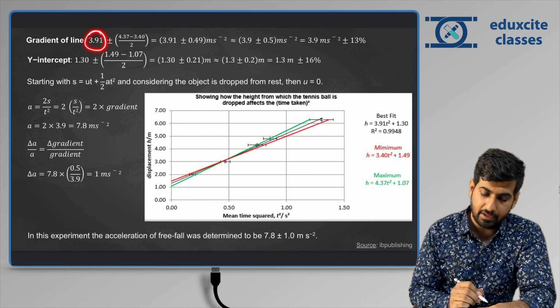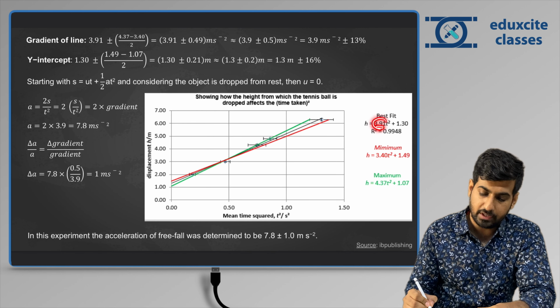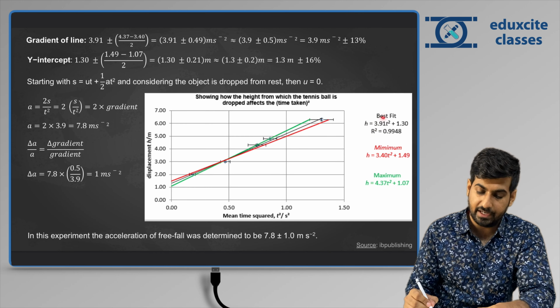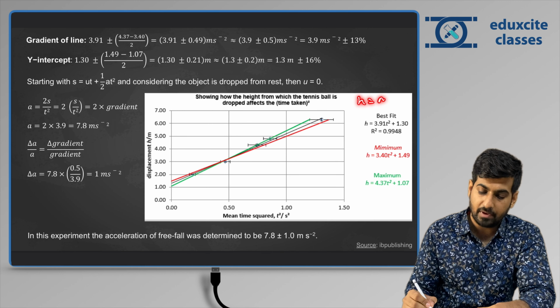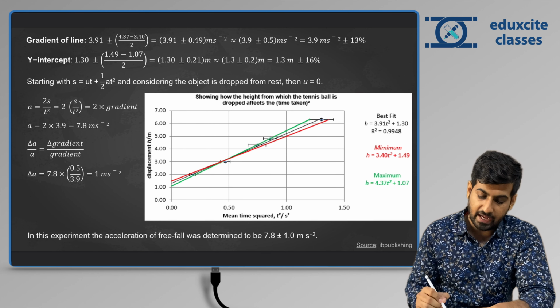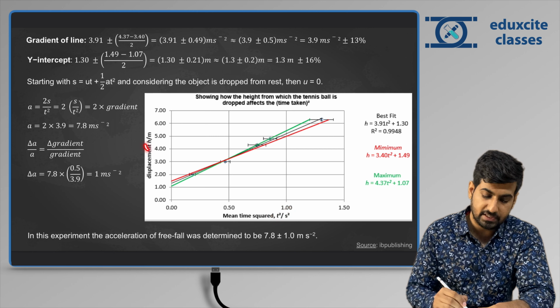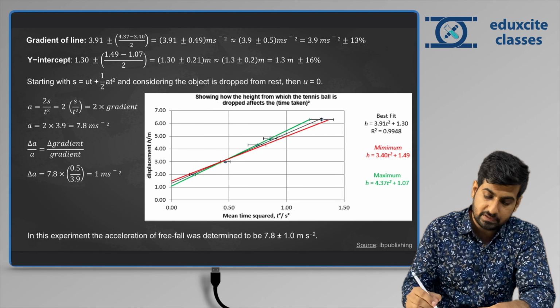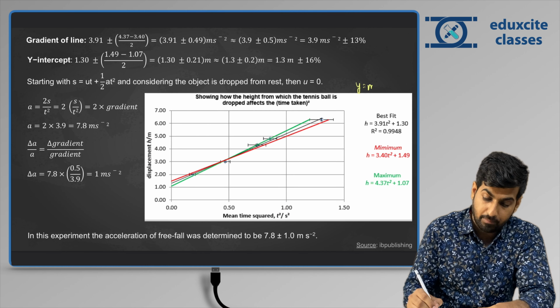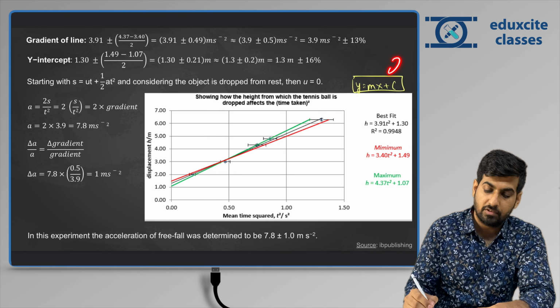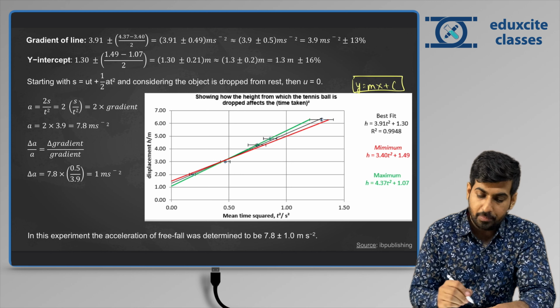Now 3.91, what is this actual value of? This is the gradient, 3.91, because we know that H equals m x plus c. Now x is t squared, and y is H. So you can compare this with y equals m x plus c, which is the general equation for a straight line. Comparing that, m is 3.91, which I have written.